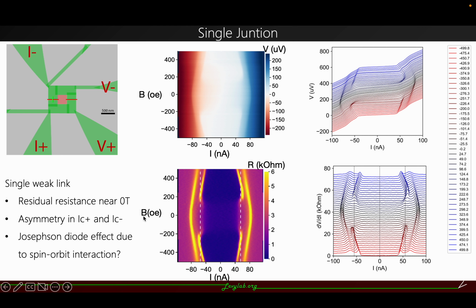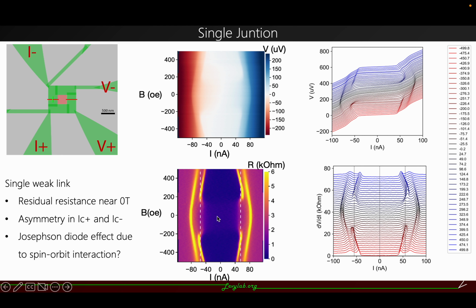When the field is positive, IC plus seems to be larger than IC minus, and when the field is negative, IC minus seems to be larger than IC plus. This may be due to the strong spin orbit coupling of this nano bridge here, and people usually observe this Josephson diode effect when they have both time reversal and spatial inversion symmetry broken.